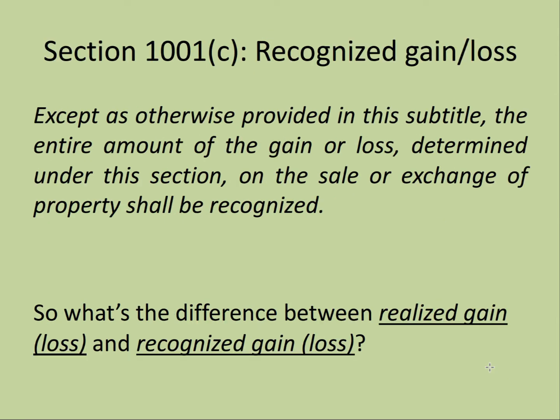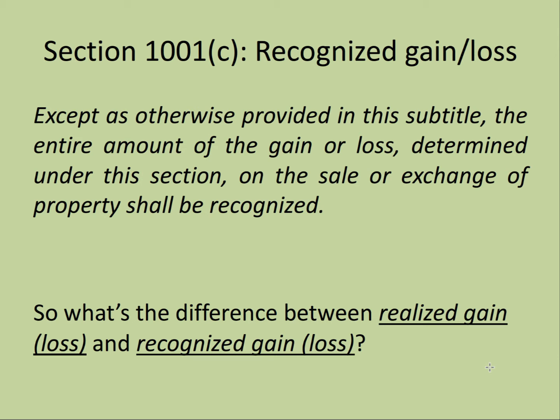The next step in the process is to determine the amount that's recognized gain or loss. Section 1001(c) says, except as otherwise provided, the entire amount of gain or loss on the sale or exchange shall be recognized. So basically, unless there's some other rule in the code, you must recognize the realized gain or loss.